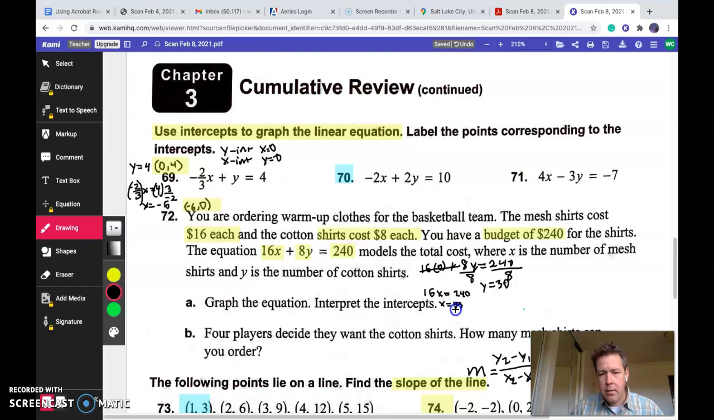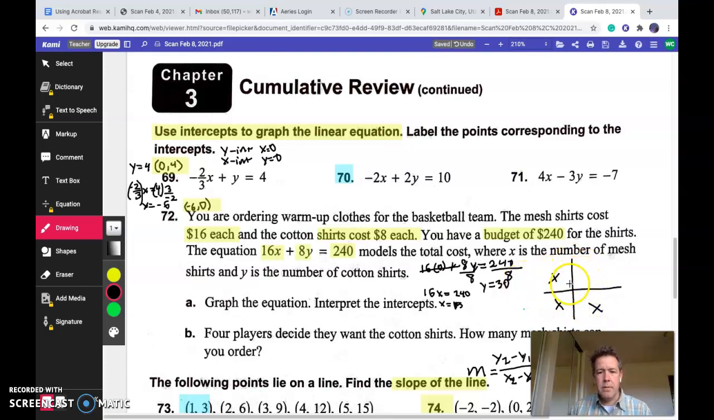15, that's sloppy, 15 of our mesh shirts, okay? So what does that look like on a graph? Well, remember, we're only talking about positive money here. So there's no field here, there's no field here, there's no field here.